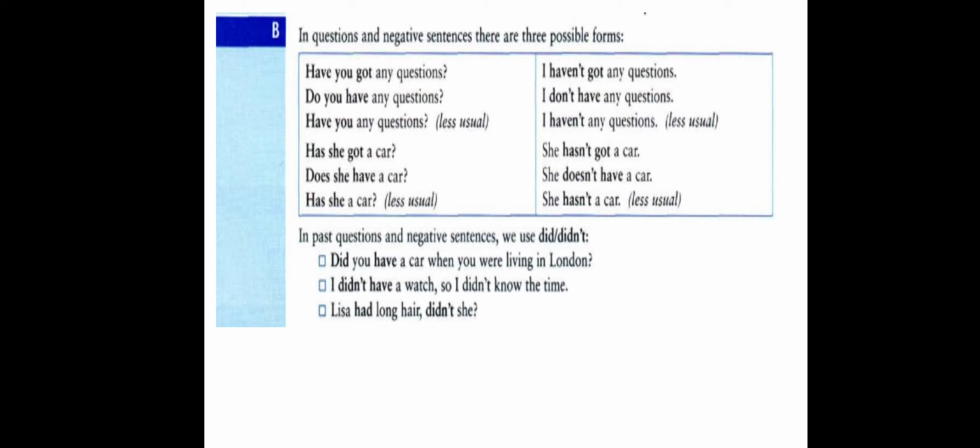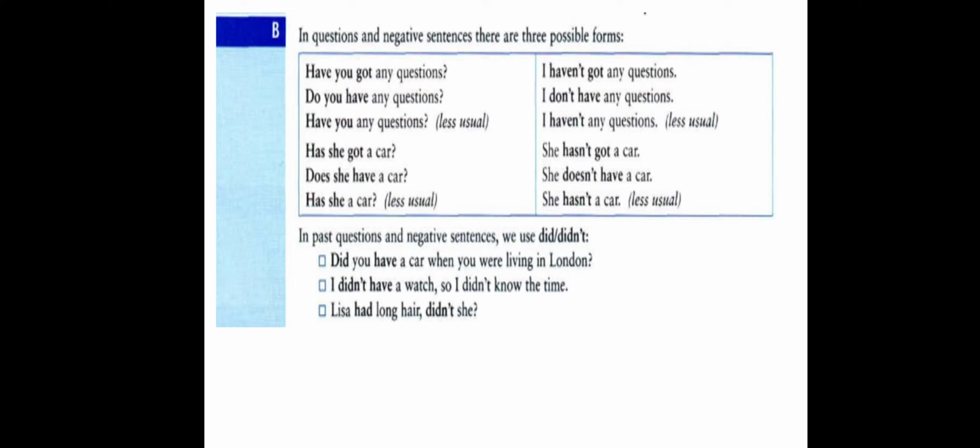When we have has as a main verb, we must use does, not do, so we bring does forward, so it becomes does she, and the verb goes back to its bare verb, its base form, so it becomes have. So the form becomes like this: does she have a car?